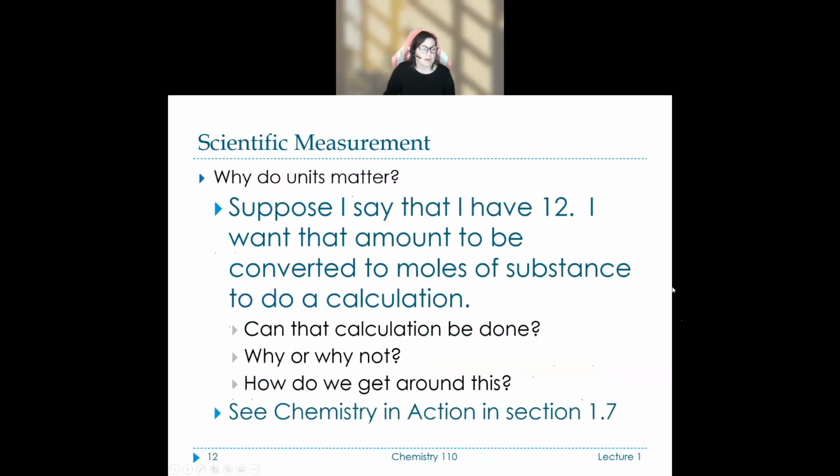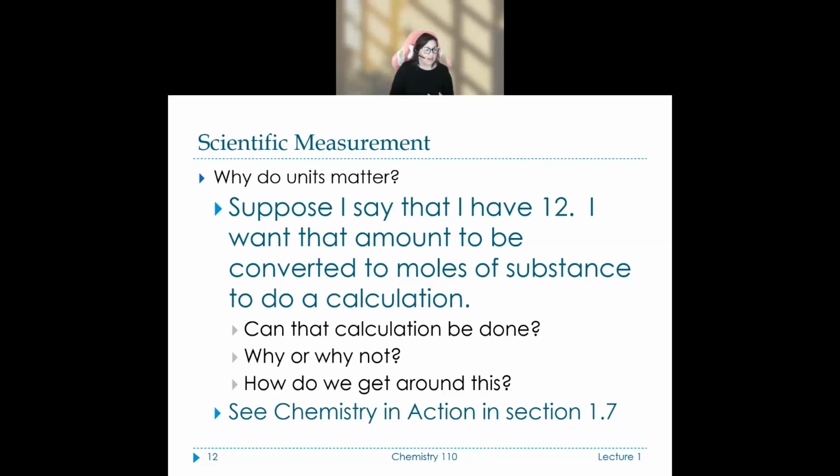Now, why do units matter? Why do I keep talking about the units? Well, let's just say that I have 12. I want that amount to be converted to moles of substance to do a calculation. So I have 12. Can I do that calculation? No, I can't. Why not? Because 12 what? What do I have?